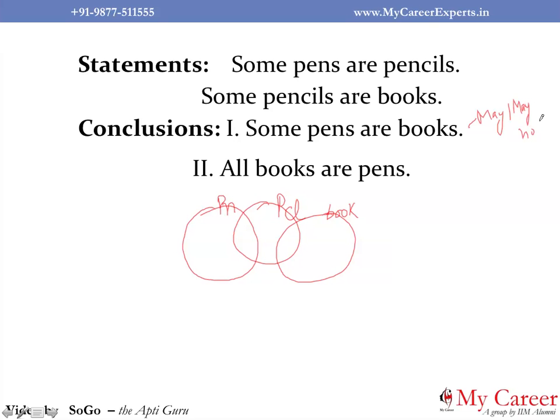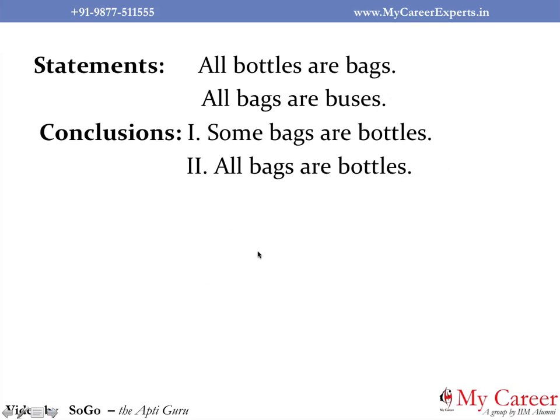So some pens are books, may or may not be. Then all books are pens, again may or may not. So we cannot draw any conclusion. My answer is D. Neither conclusion follows from the statement. Next question. Please try out this question yourself.